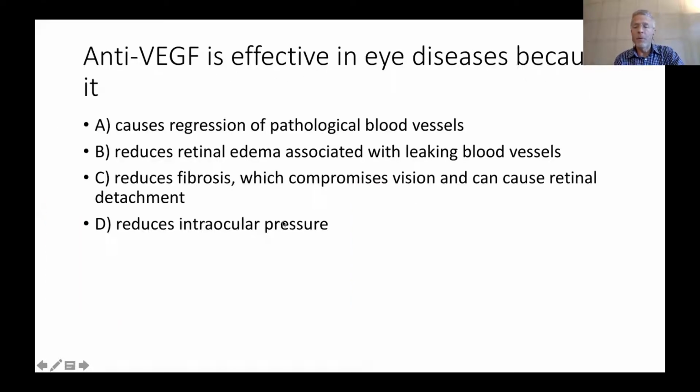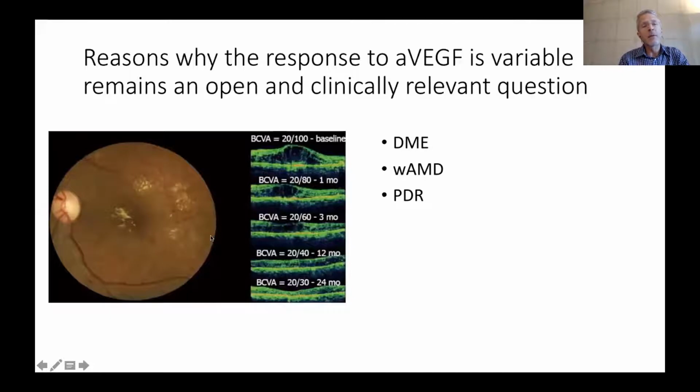Here we have a picture of an edematous DME eye. You can see these are the drusen. In AMD they're called drusen, although these sort of precipitates also accumulate in patients with diabetic retinopathy. You can see the hemorrhages that are accumulating here, the microaneurysms.